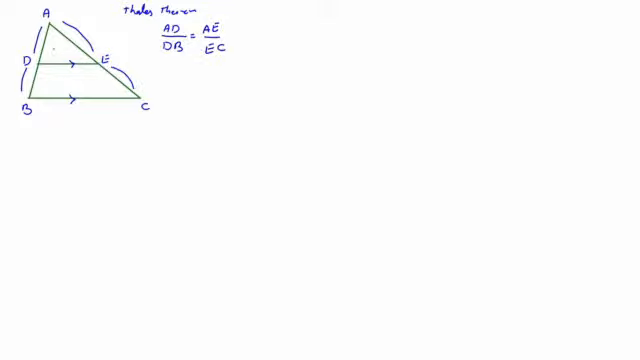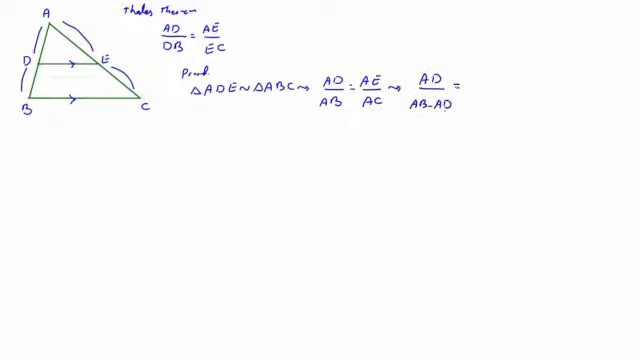The proof is easy. You can use that these two triangles are similar. ADE is similar to ABC. So we can say AD over AB, the ratio of corresponding sides, equals AE over AC. And then in fractions we can do this: AD over AB minus AD. Look, denominator minus numerator, you should do the same thing on the right side: AE over AC minus AE, okay? So it will be AD over DB equal to AE over EC.